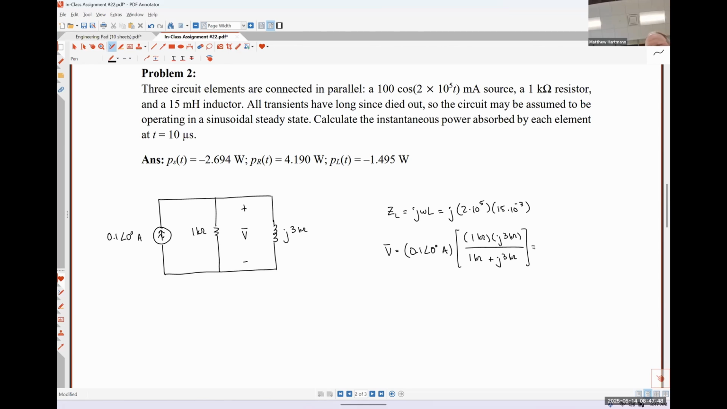So what I just got was 94.868 with an angle of 18.435 degrees volts. Can anybody corroborate that result?